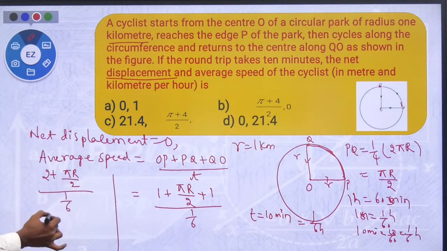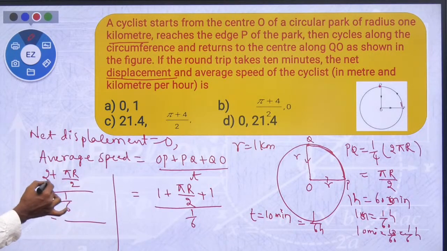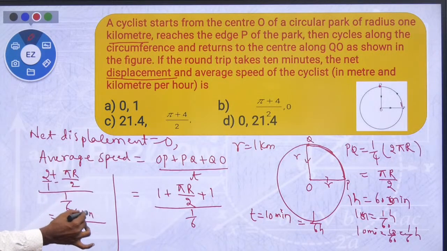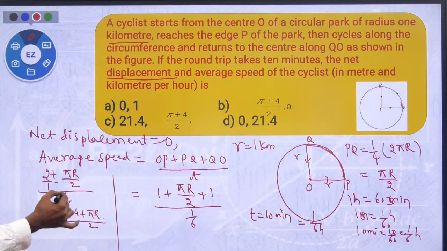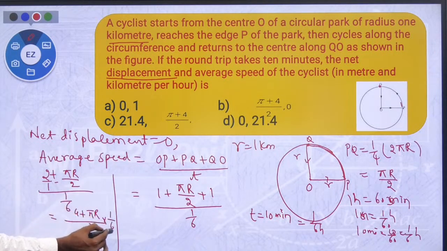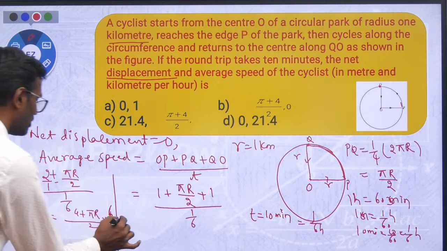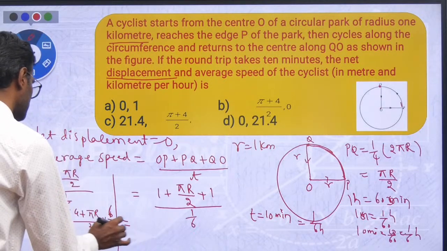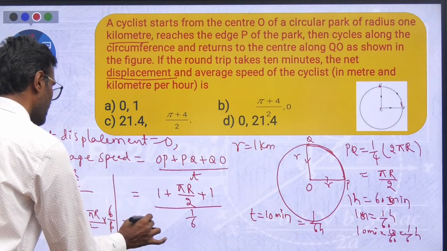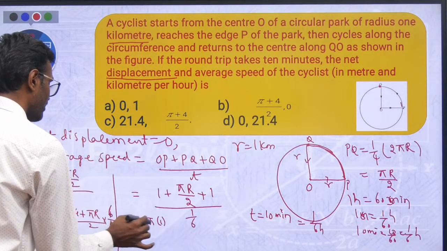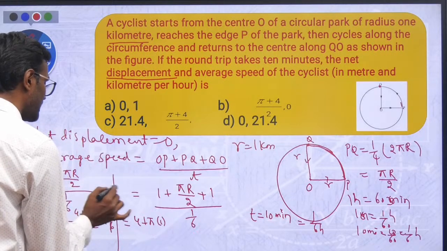So 2 plus 2, take LCM. If you take LCM, this is 2 into 2 is 4, 4 plus pi r by 2 divided by 1/6. Do the reciprocal of 1/6, 6/1. So what is your answer? 4 plus pi into r value, substitute as 1. So 6/1, 2 one times, 2 three times.